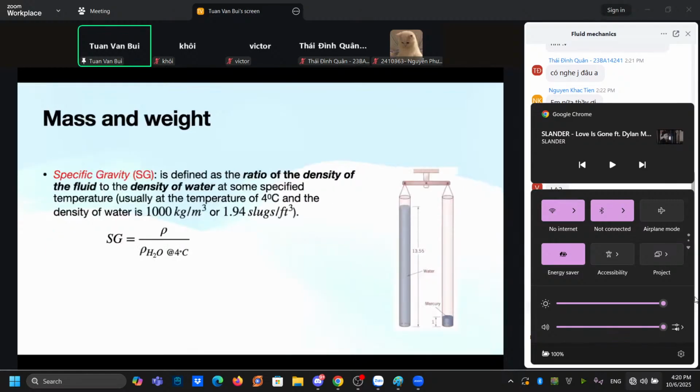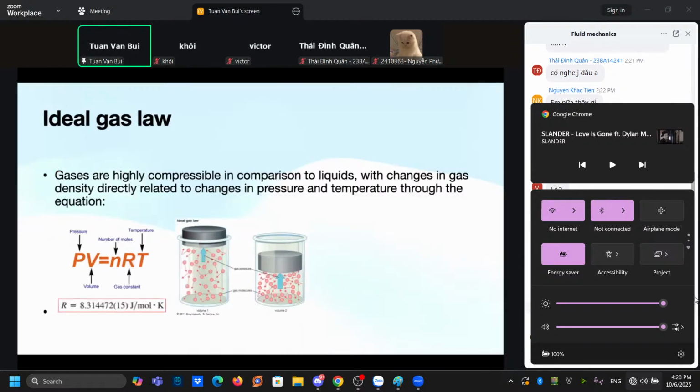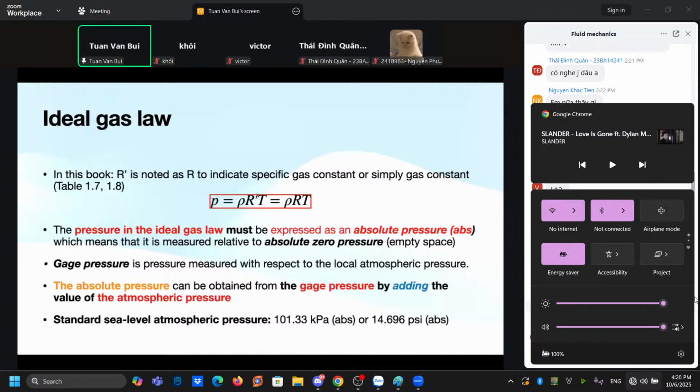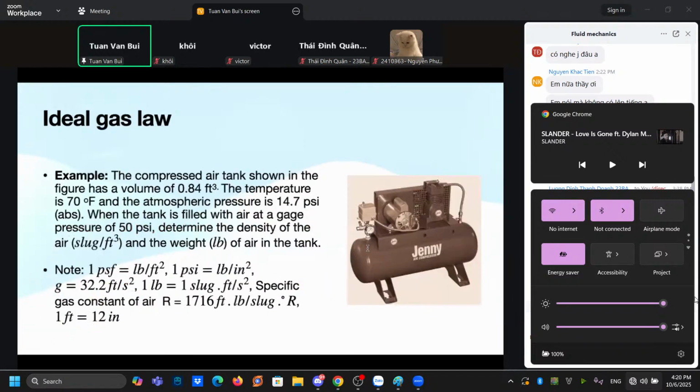Then for the ideal gas law I mentioned before, we will use P equals rho R T, with R that is a specific gas constant. So in this exercise, you have R of the air. R of air equals 1716 foot-pound per slug multiplied by degree Rankine. Okay.